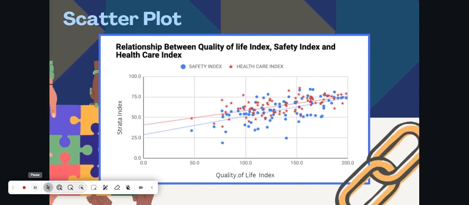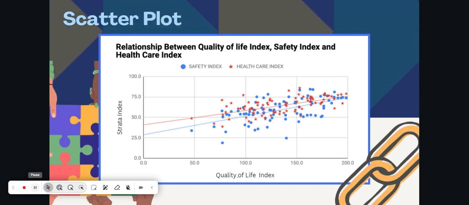Here we have our scatter plot of the relationship between all three of our indexes. On the Y-axis, we have the two indexes from 0 to 100, and on the X-axis, we have the quality of life index from 0 to 200. An important thing to note is that the safety index is in blue circles and the healthcare index is in red stars, so not to get the two mixed up.